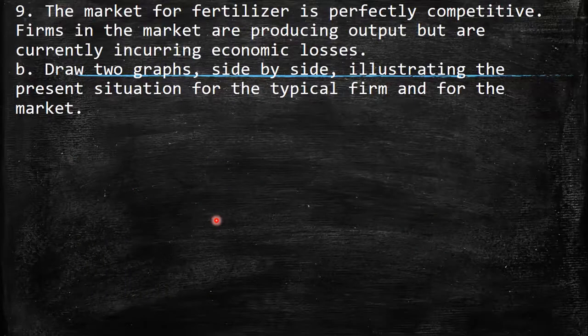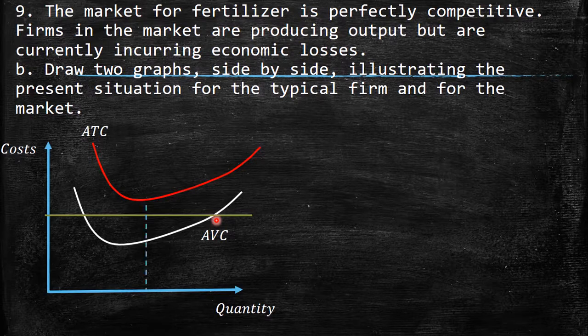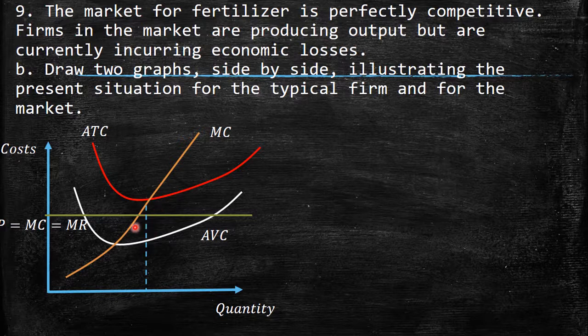Then draw two graphs side by side illustrating the present situation for a typical firm and for the market. So the situation, as we noticed before, is going to be around here. As I said before, this is going to be a dotted line a little bit to the left, and from this one, this is going to be the supply curve. This is the quantity, lowercase q, which represents the situation of a firm.